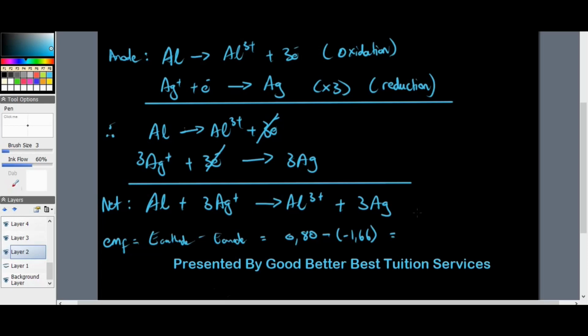Calculator, that's what I'm looking for. 0.80 plus 1.66 should give you 2.46 volts.